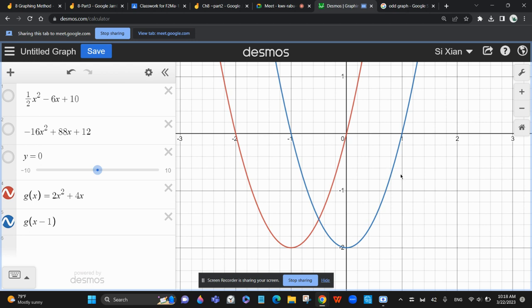And we can see that because when x is equal to negative 1, the red one is at negative 2. But now when x is equal to 0, for the blue one you plug in x equals 0, you get g of negative 1, which is negative 2. So you will see there's a translation.